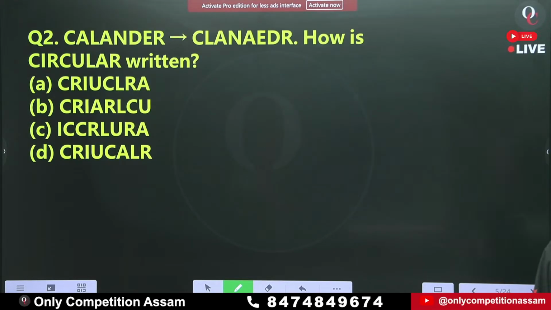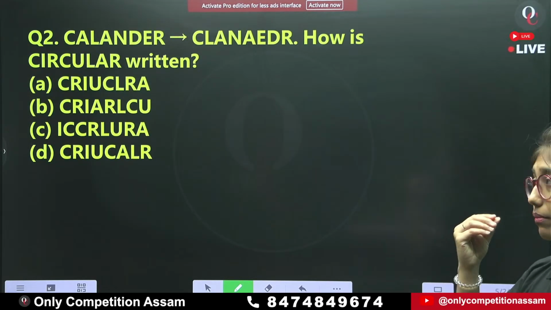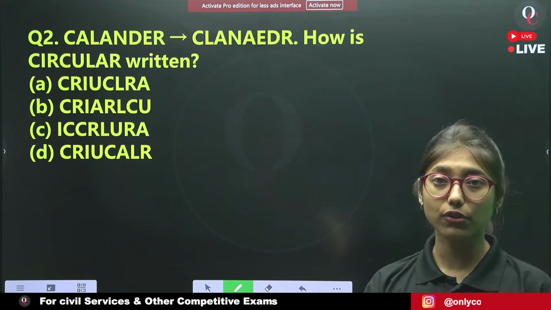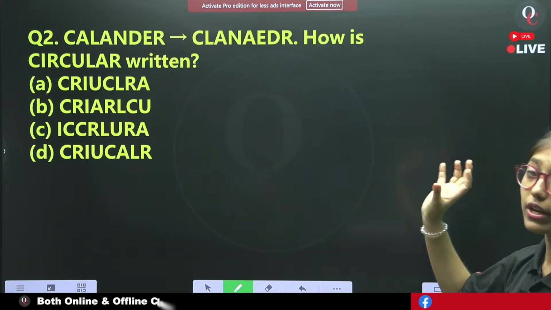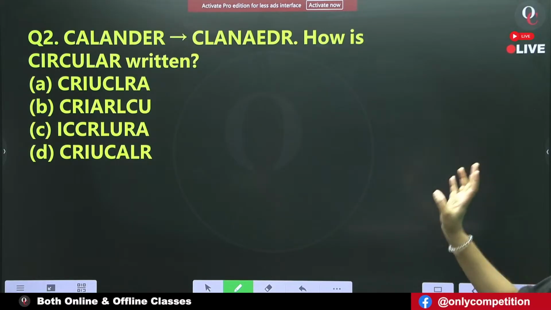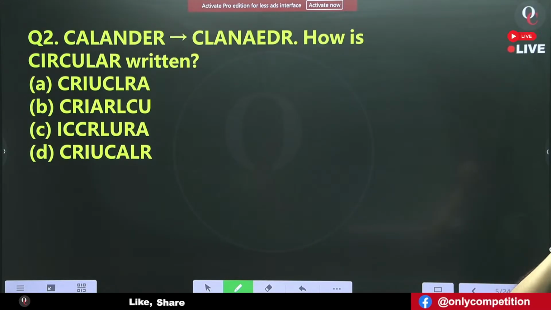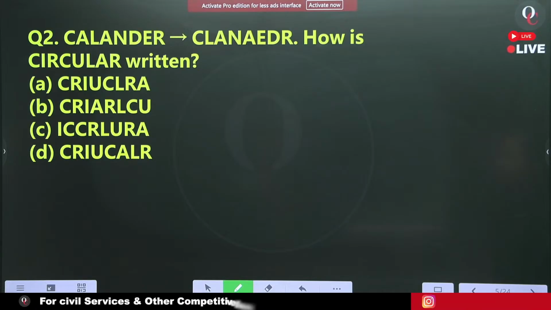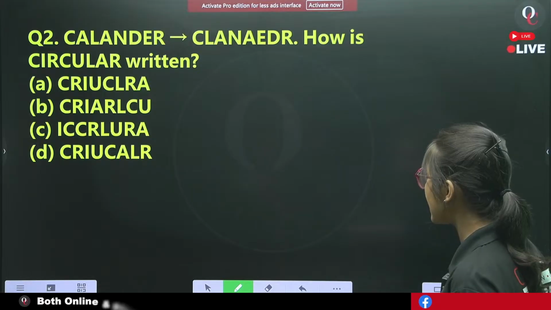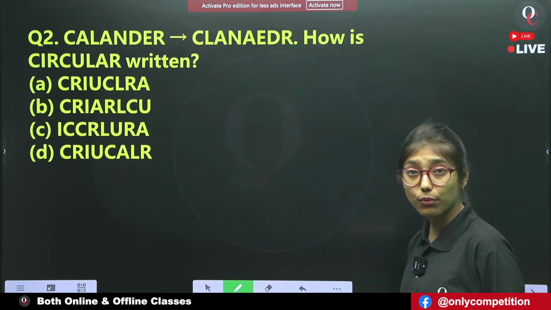Next question. This is a very direct coding-decoding question. You just need to observe the letters in which they have arranged. This is a very simple question actually. CALENDAR is written as CLANEDAR. What have they done?